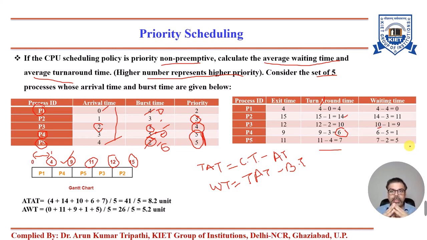Now I have to find out the average. I will sum up all the turnaround times for every process and then divide by the number of processes. I have done here 4 plus 14 plus 10 plus 6 plus 7 by 5, because there are 5 processes, so I will get the average turnaround time. Similarly, average waiting time is the sum of waiting times, 0 plus 11 plus 9 plus 1 plus 5, divided by the number of processes, that is 5. So this is all about the non-preemptive. Now I am moving towards the preemptive example.